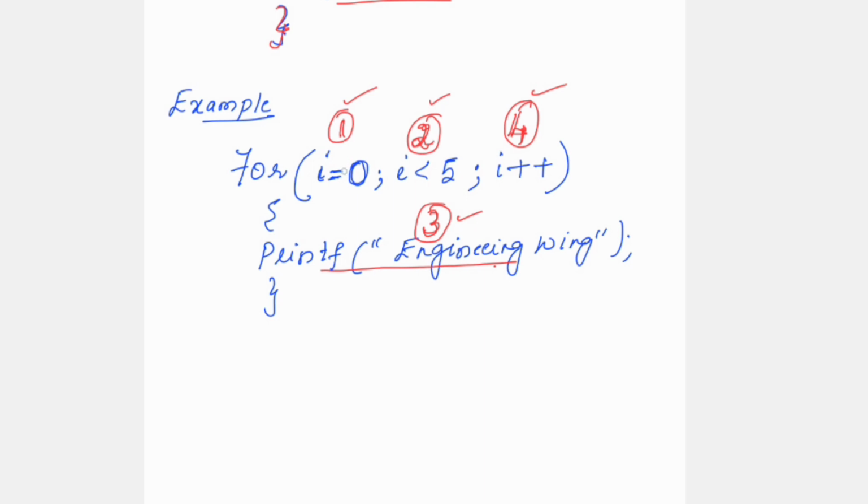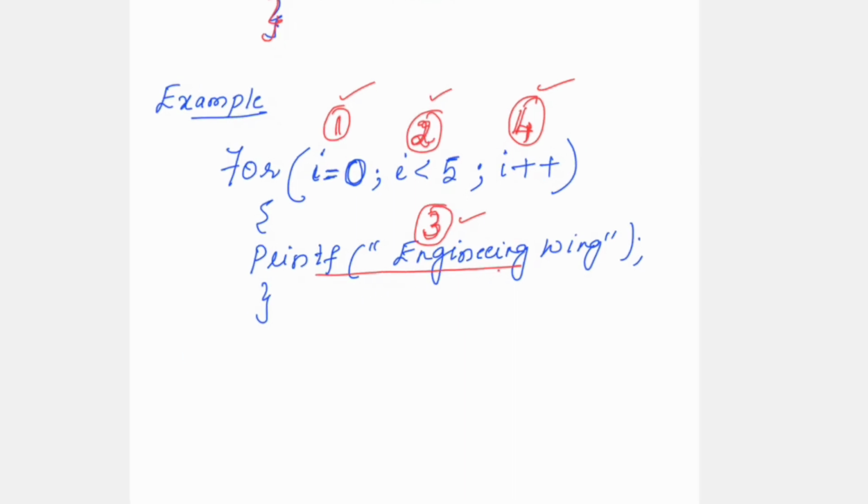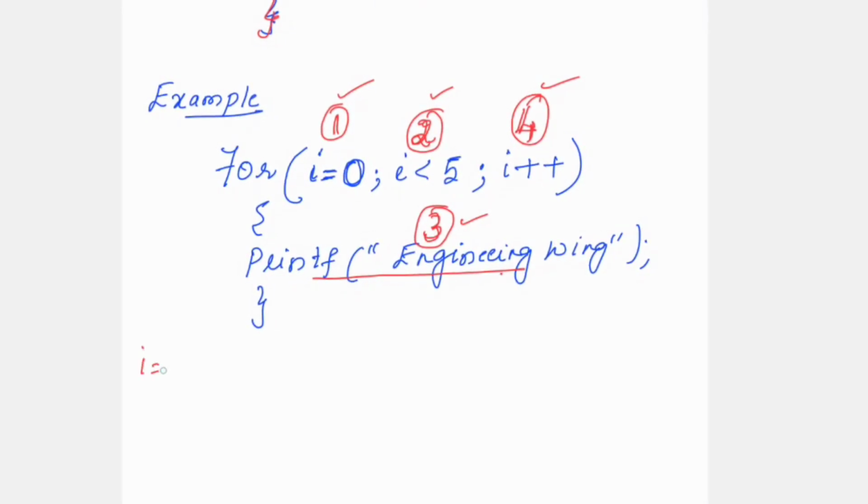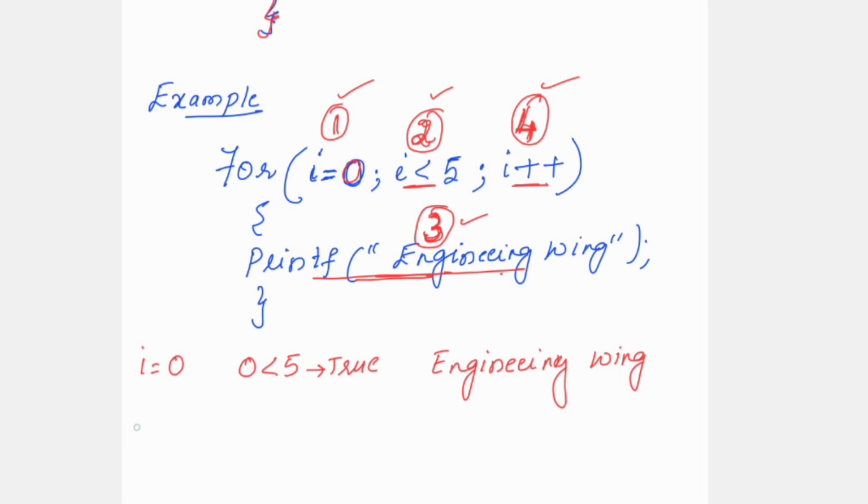Initialization will be done only once. Later on the value of the variable gets updated. So let us see how it works. Initially the value is I equal to 0. So this statement is executed. Then you are testing I less than 5. 0 less than 5, yes, the condition is true. If it is true, from here it will go to the body of the loop. So it will print whatever is there inside. Not only printing, whatever statements are written inside the body of the loop will get executed. After this, the fourth, the increment, that is, updating the value, will happen.